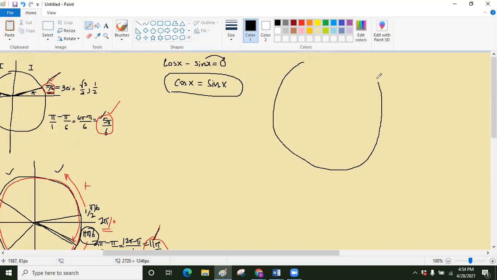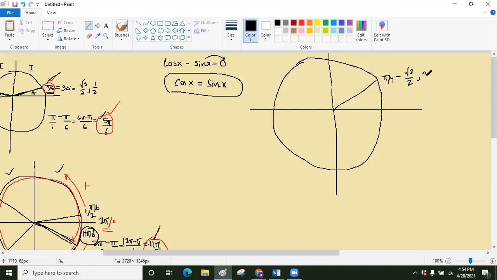So if you look at the unit circle, the cosine of x is equal to the sine of x at pi over 4. Because we know that the cosine at pi over 4 is root 2 over 2, and the sine of pi over 4 is root 2 over 2. Now this is true for this particular quadrant. So if we're evaluating on the interval 0 to 2 pi, then pi over 4 would in fact be a solution.